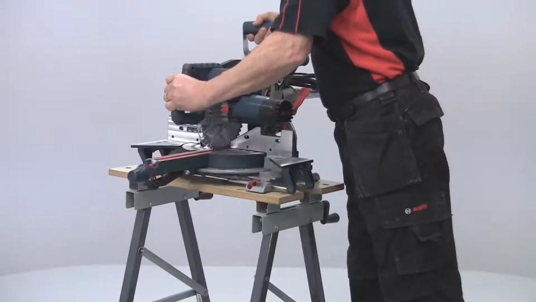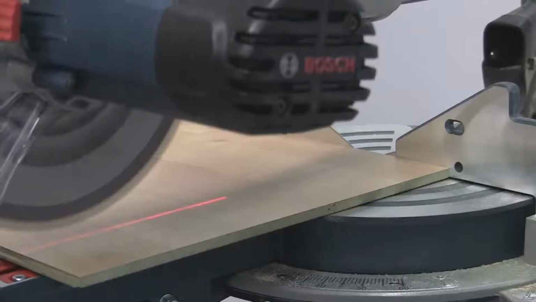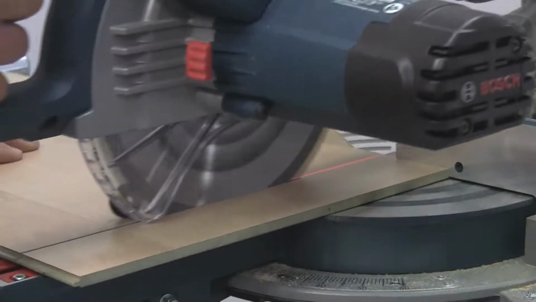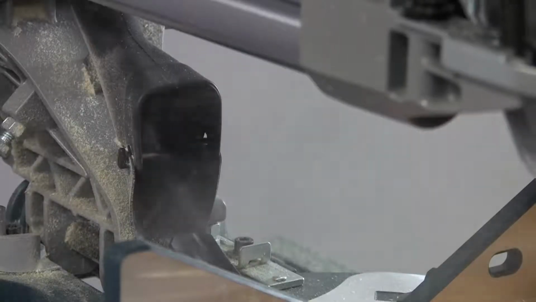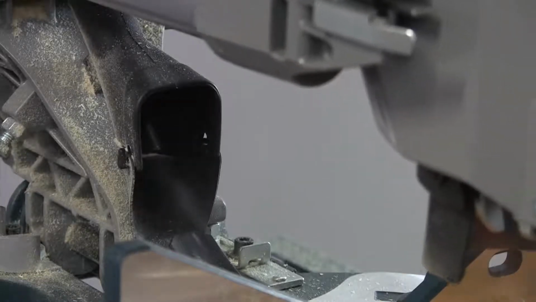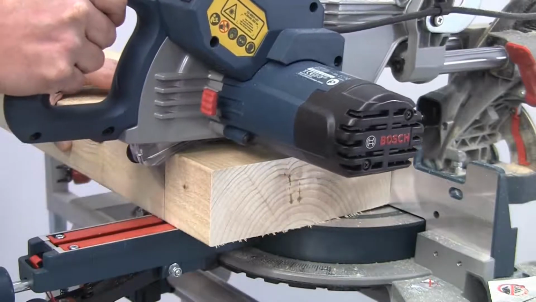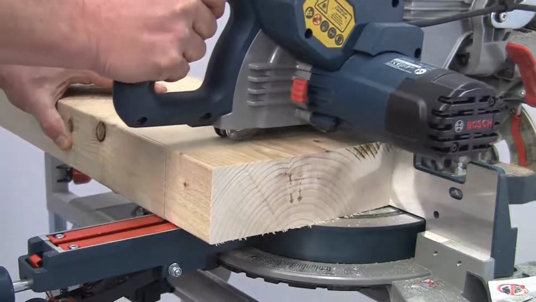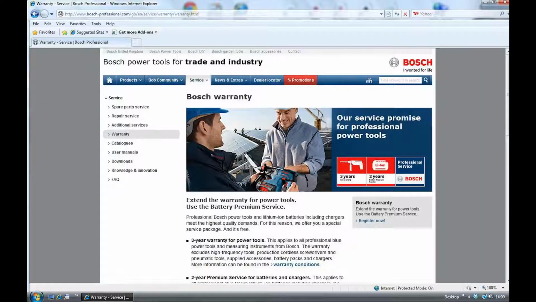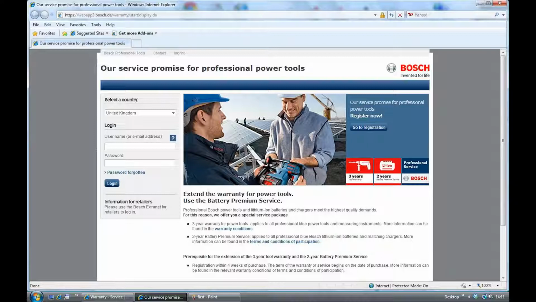So that's the GCM8 SJL miter saw. Its extended crosscut capacity and excellent dust extraction features combine to make it a serious machine for the professional user. And if you register your saw online within 4 weeks of purchase, the warranty is extended to 3 years.